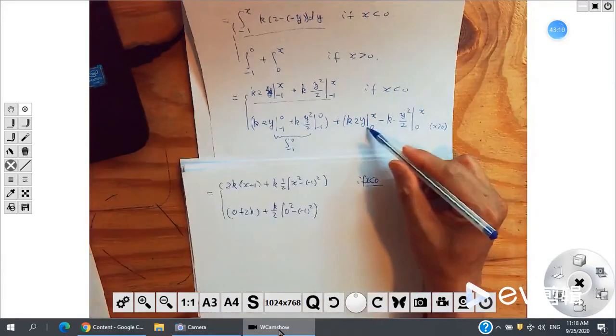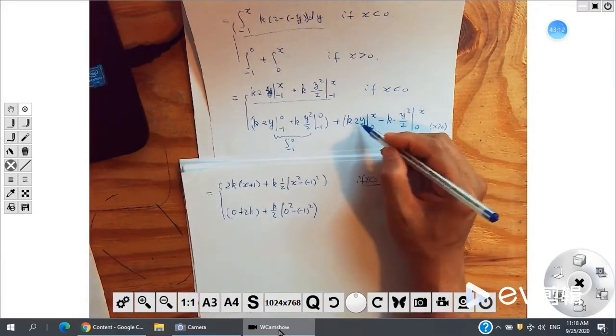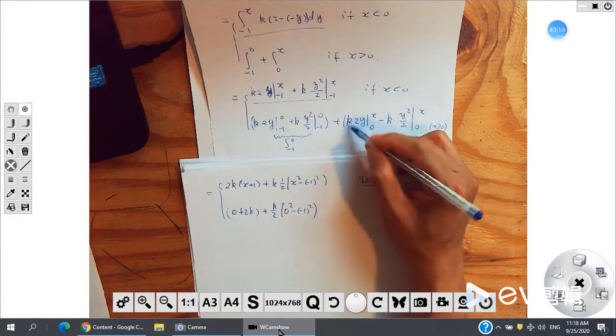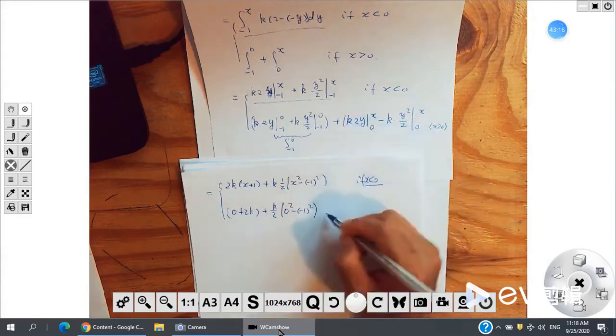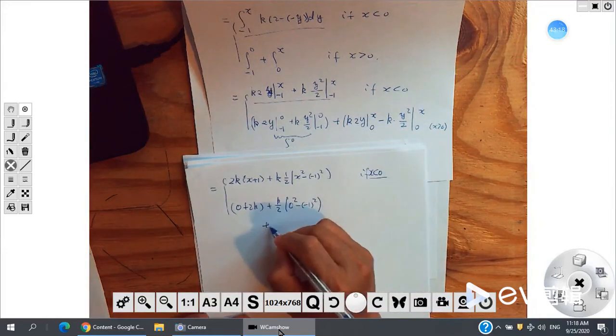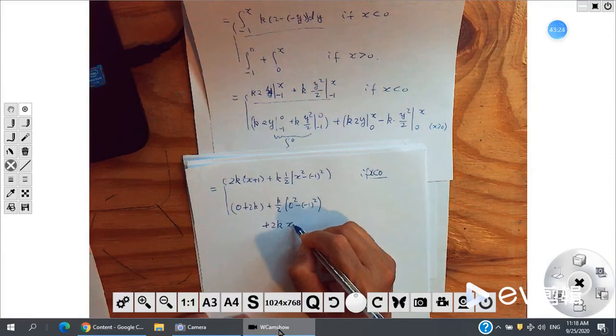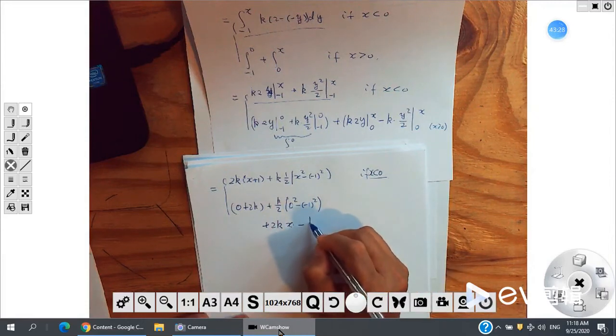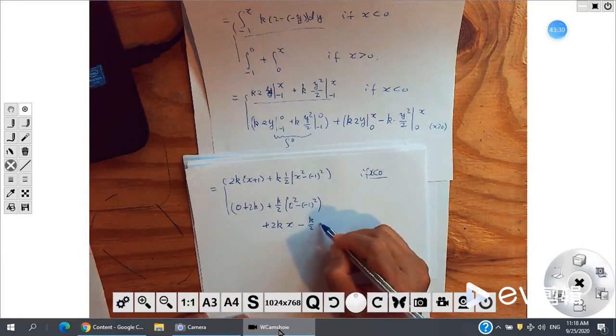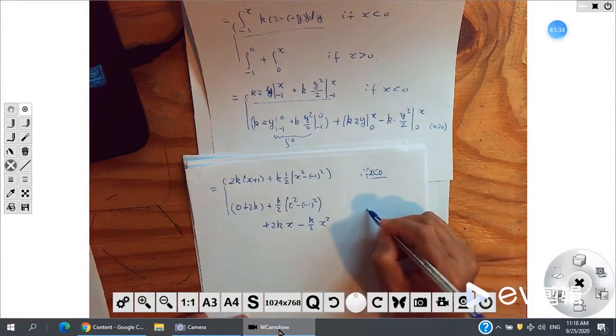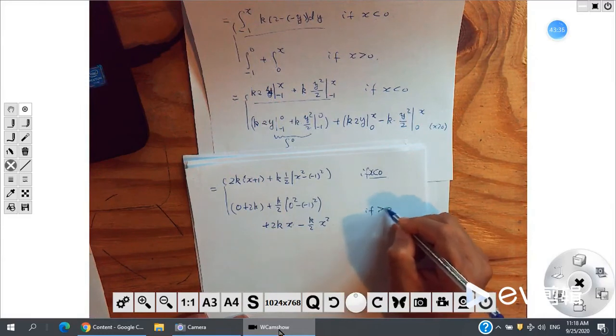Then this part. First term, this term is a k2y, so I write here, plus 2ky, right? And y runs from x to 0, x minus 0, still x. And minus k over 2, the y squared will be x squared minus 0 squared. Okay, that's it. This is if x is larger than 0.